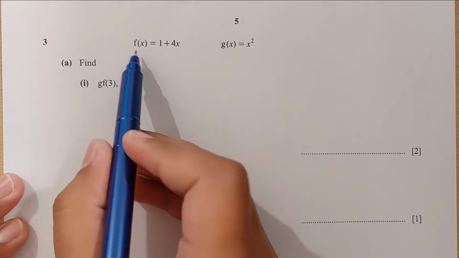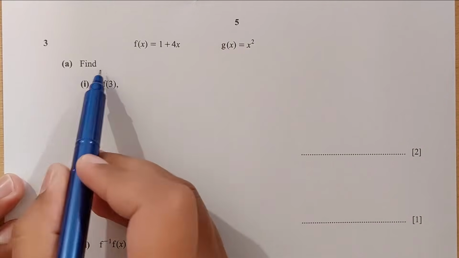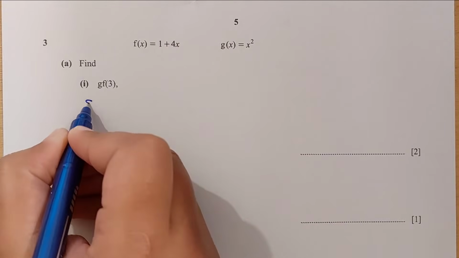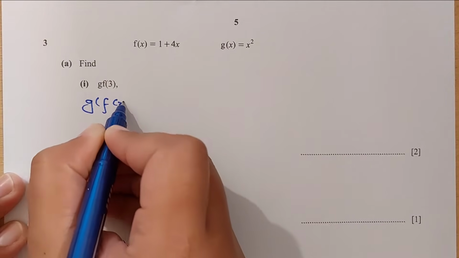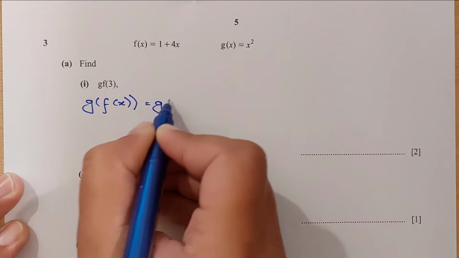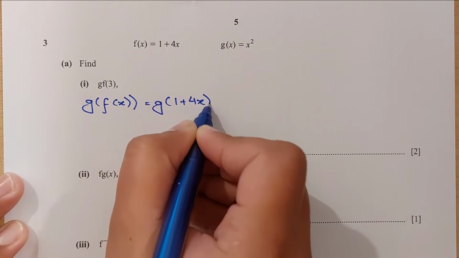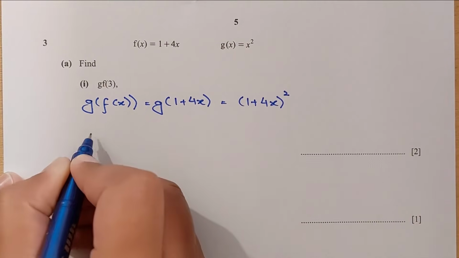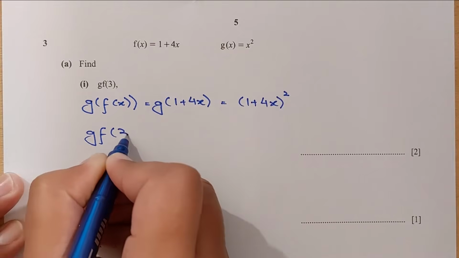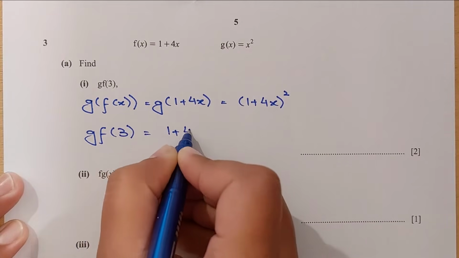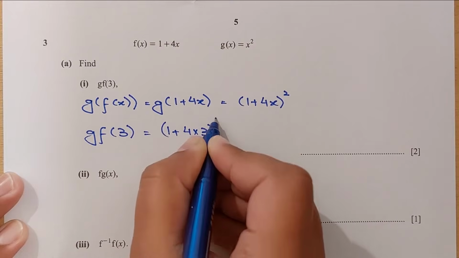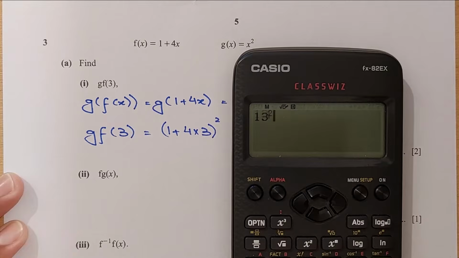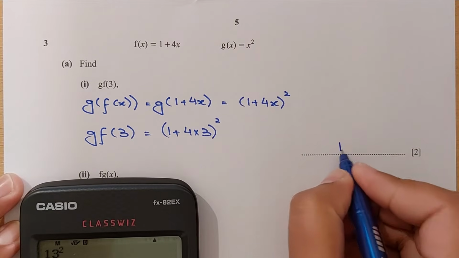Question number 3, f of x is this and g of x is this. Part A, find number 1, g composition f at 3. First we need to find what is g composition f of x. So g of f of x is 1 plus 4x, the whole squared. Now we need to find gf of 3. 1 plus 4 times 3, whole squared. So 4 times 3 is 12 and 12 plus 1 is 13, and 13 squared is 169. So the answer is 169.